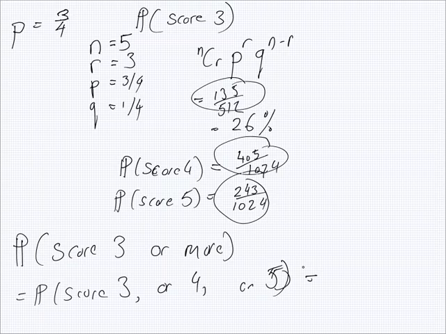Alright, so 135 over 512 plus 405 over 1024 plus 243 over 1024, and you get, pretty high, 90%. So there's a 90% chance he will score 3, 4 or 5 goals. 0.89, something like this. Okay. Can I scroll down?